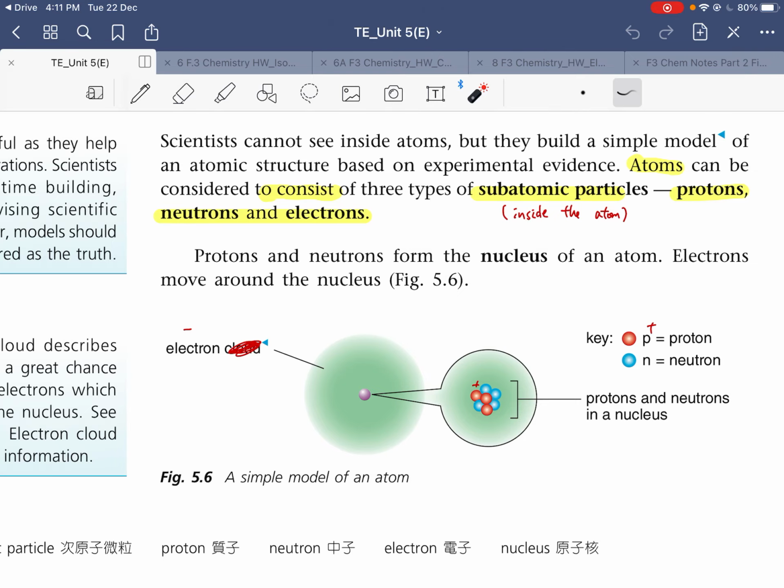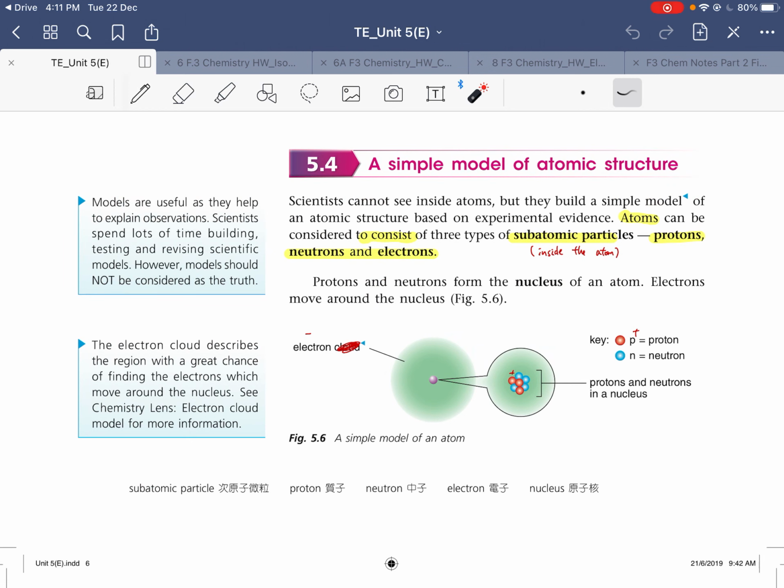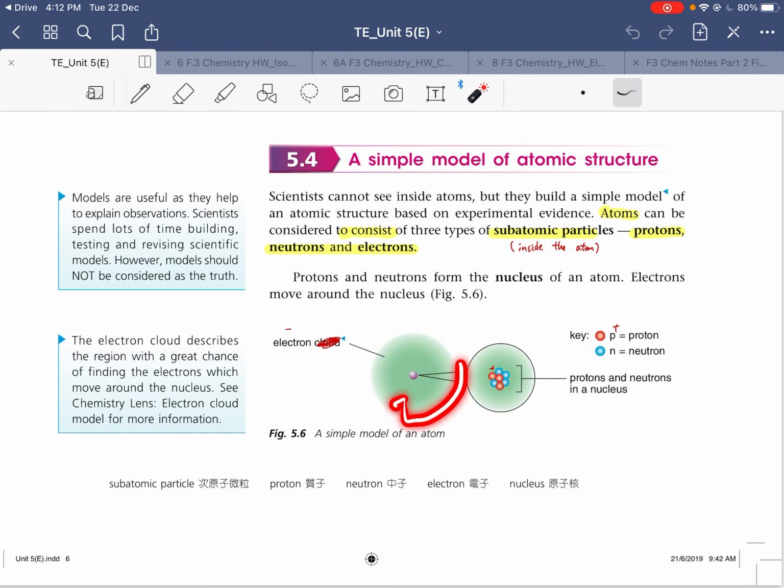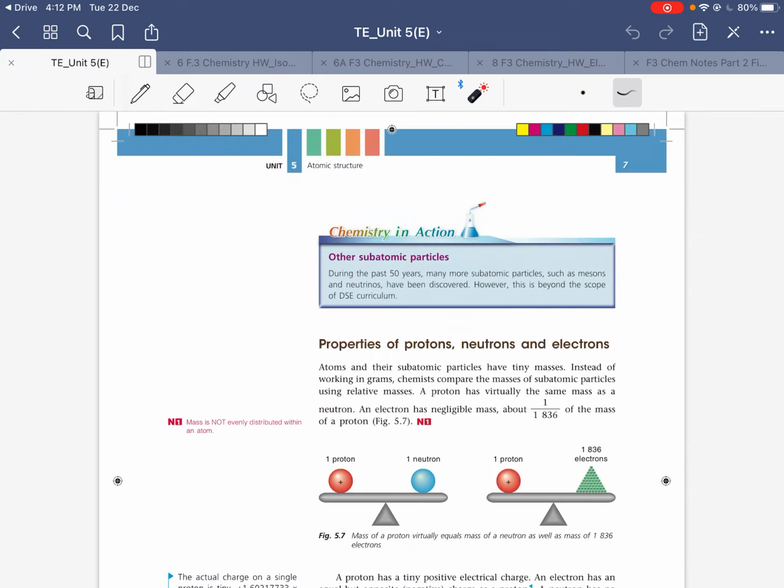你當一粒粒得嘅，你唔好當一嚿雲。當一粒粒就 OK 啦。So protons and neutrons are found in the nucleus 中間嗰度 and electrons will move around. Will spin around, will move around the nucleus of the atom. Proton 同 neutron 就喺中間嘅，electron 就喺側邊圍住個 nucleus 轉。This is the structure.